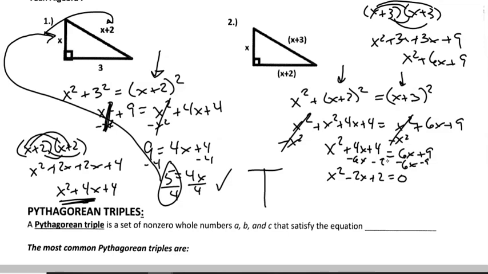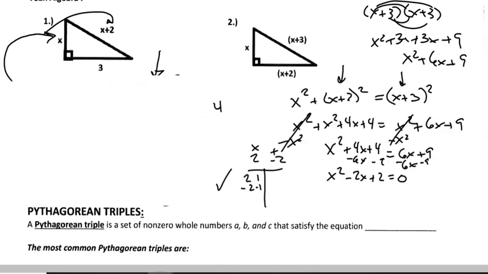A times c is 2. B is negative 2. Two numbers that multiply to get that and add to get this. 2 times 1, no. Negative 2 times negative 1, no. Ugh. Okay, so since I can't think of one, there is no winning pair, that means that you cannot solve this by factoring. You're going to have to solve by quad formula. So I'm going to show you how to do that. A is going to equal 1, B is going to equal negative 2, and C is going to equal 2.